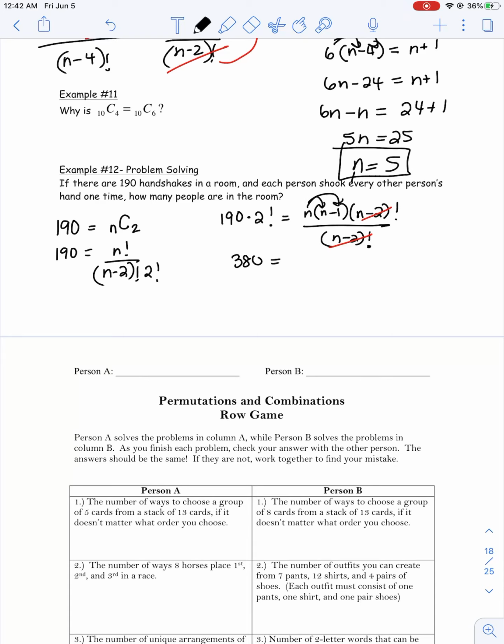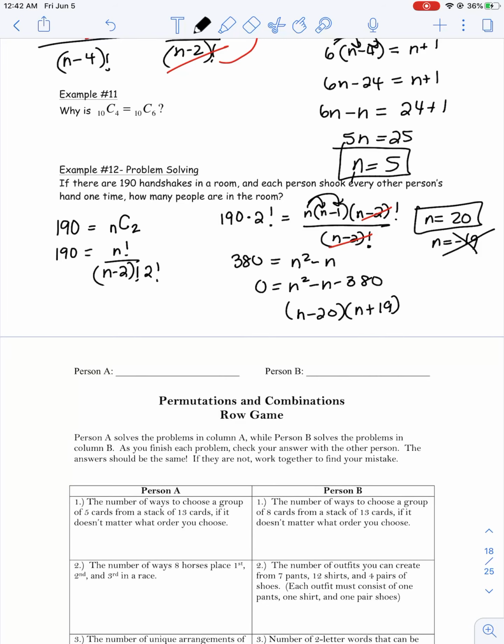And we're going to distribute that n into the brackets. And now we have a quadratic equation if we move everything to one side. So these actually nicely factor as well. 2 numbers that multiply to negative 380 and add up to negative 1 will be n minus 20, n plus 19. N could equal either 20 or n could equal negative 19. Well, we can't have negative 19 people in a room, so the only answer that makes sense would be 20 people in the room.